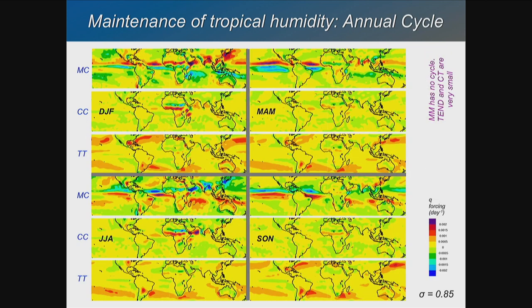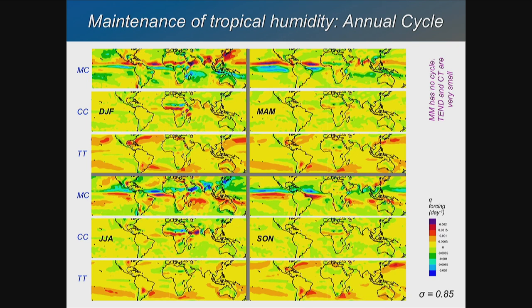So let's break it down into the four seasons, DJF, MAM, JJA, SON, and the three plots for each season, MC, CC, and TT. Let's just look at MC to start with. You see that the Hadley cell is ascending to the south and descending in the north. That's the DJF Hadley cell.